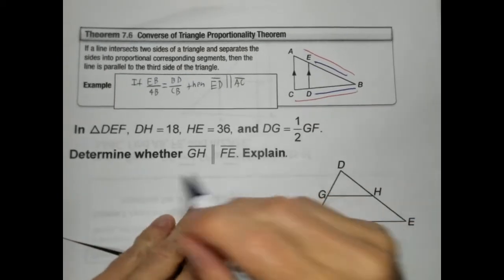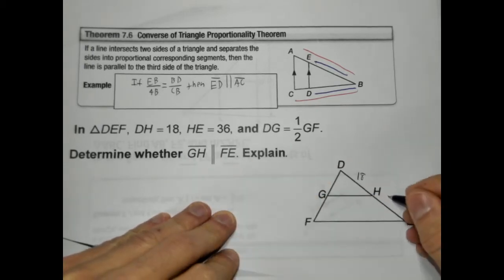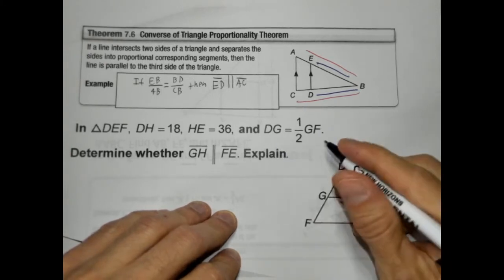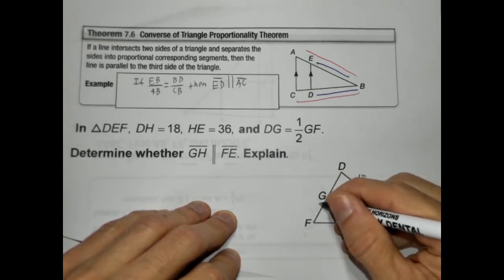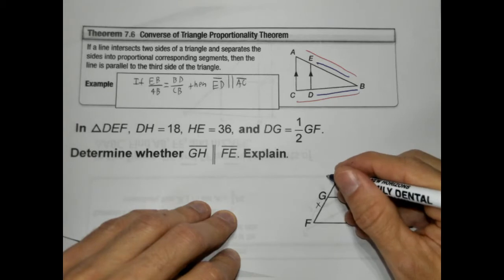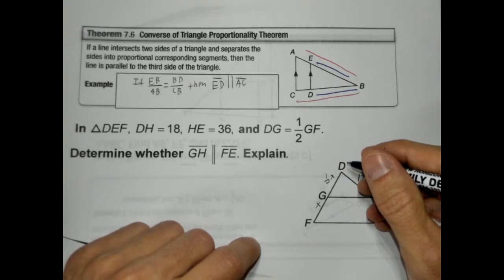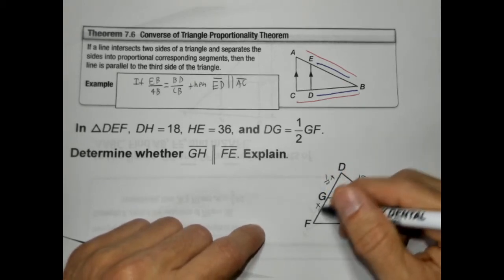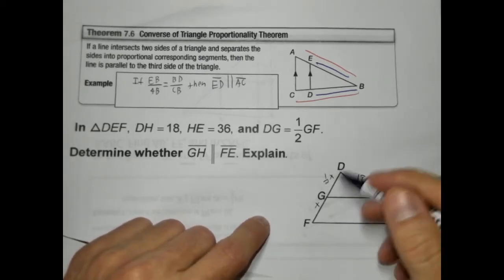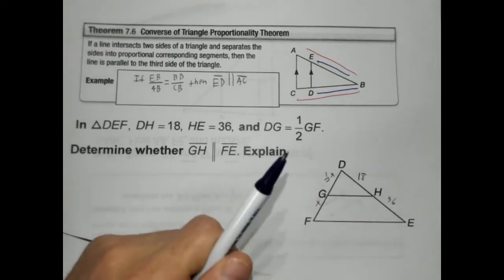So here we go. In triangle DEF, DH is 18. So DH is 18. HE is 36. DG is 1/2 GF. So we're going to call GF X, and this will be 1/2 that. So this will be 1/2 X. So yeah, GF is X and then DG is 1/2 that. Okay, so we're going to see if this works. If these are proportionate, then we know these are parallel. Okay, so we're going to set this up.